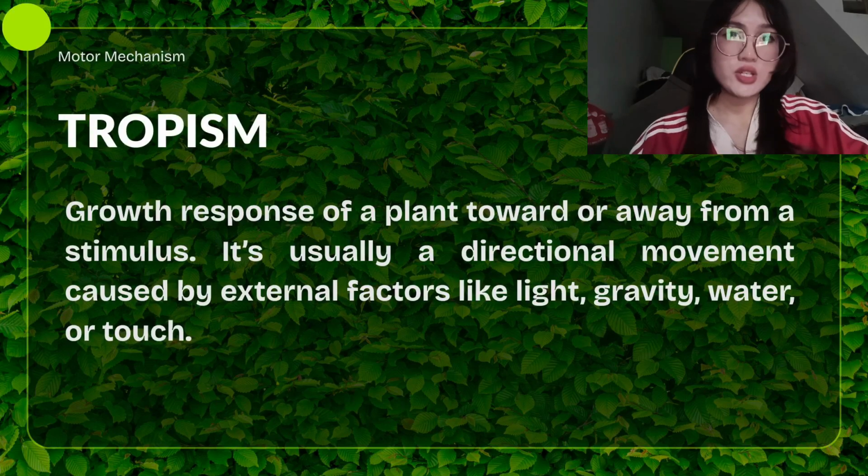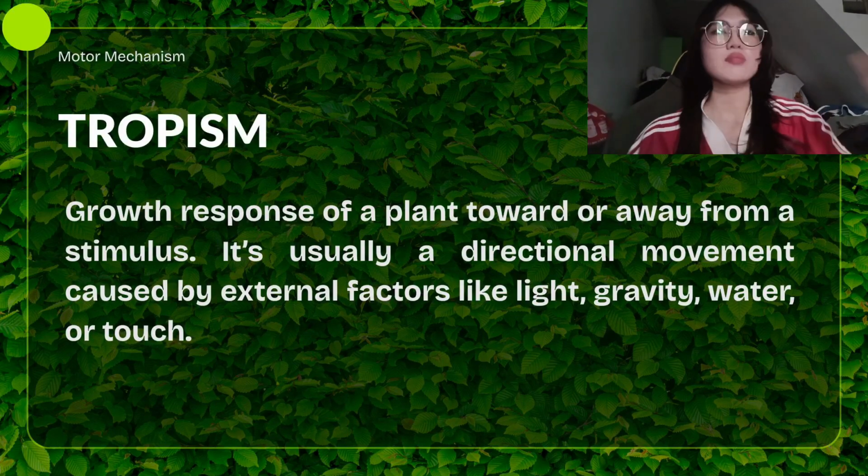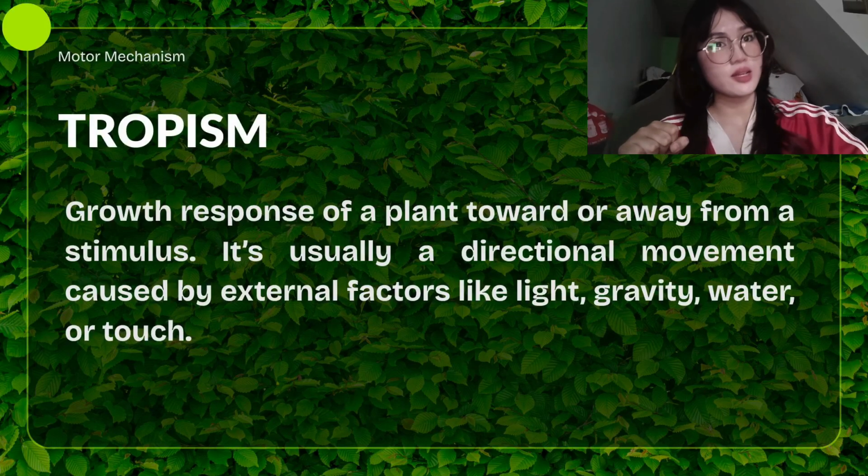It is directional, meaning the movement depends on the direction of the stimulus. An example of that is a plant bending toward a light, which is an example of phototropism. Like a sunflower, it's always facing toward the sun.